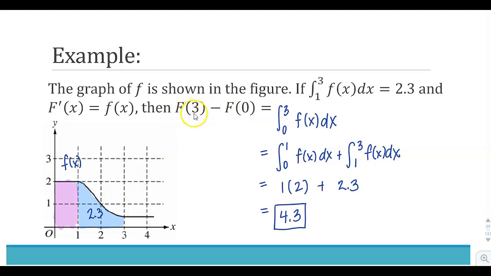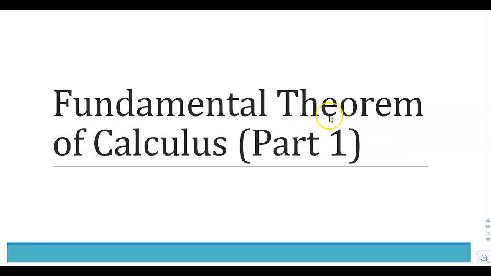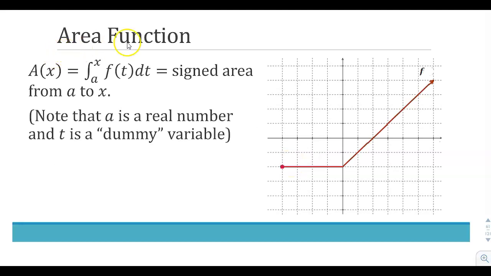So working backwards, recognizing that this antiderivative evaluated at 3 minus the antiderivative evaluated at 0 is equal to a definite integral with the limits of integration 0 and 3 of the function little f of x. The fundamental theorem of calculus part 1. We have to begin by defining an area function. So our area function a of x is equal to the integral from little a to x of f of t dt. And this represents the signed area from a to x.